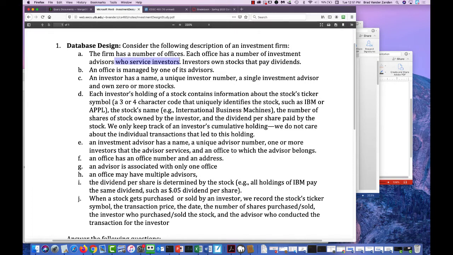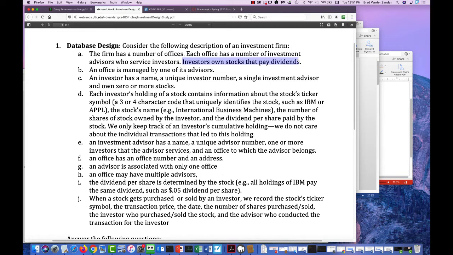Okay? And then we see that investors own stocks that pay dividends. So there is some more verbs in there. Investors own stocks. Stocks pay dividends. Okay? So it may well be that stocks is another entity. That pay dividends is a little more nebulous, as we will see. We'll get into that. Is dividends an entity? It doesn't really seem like a dividend is an entity.